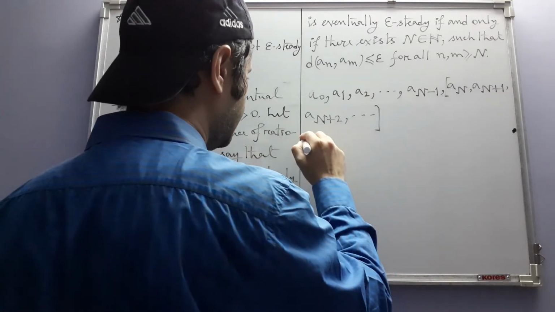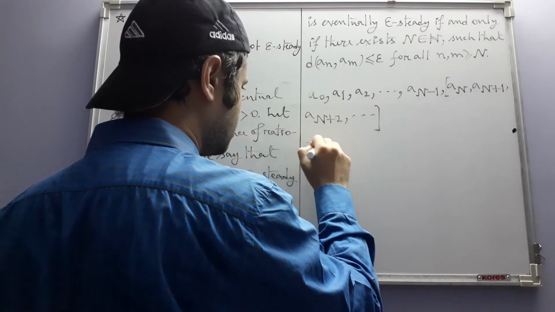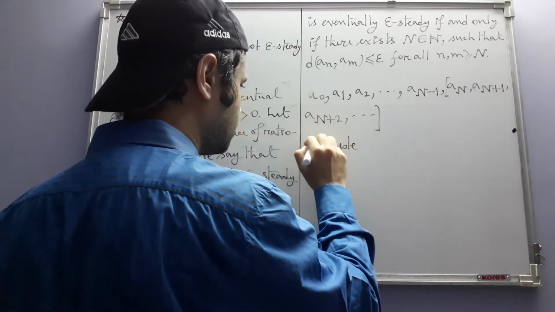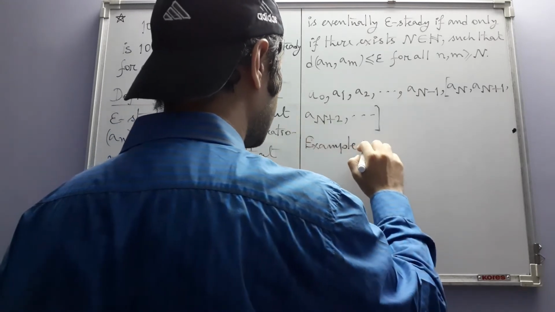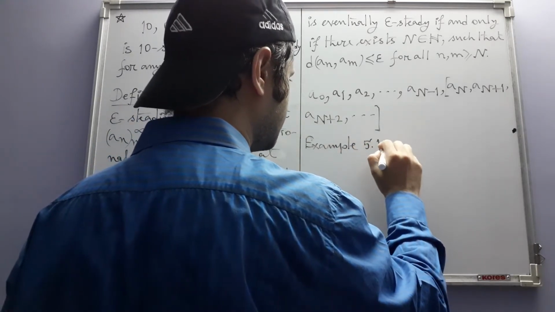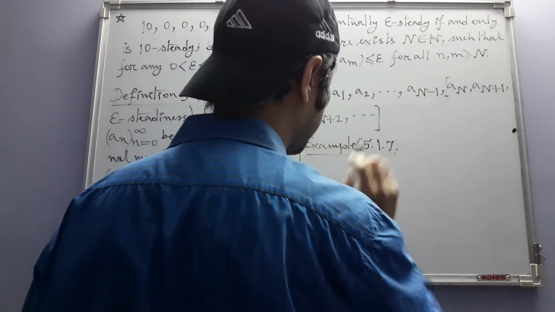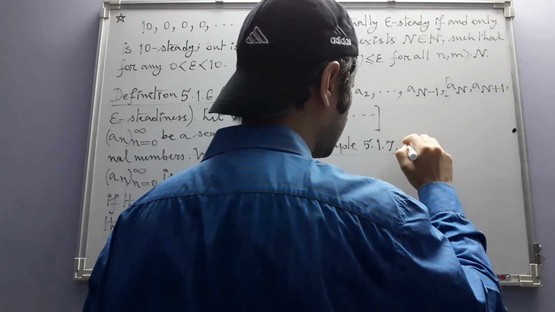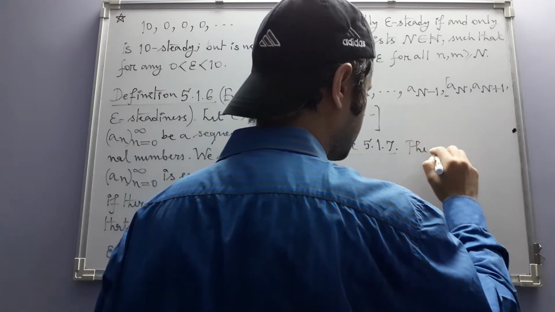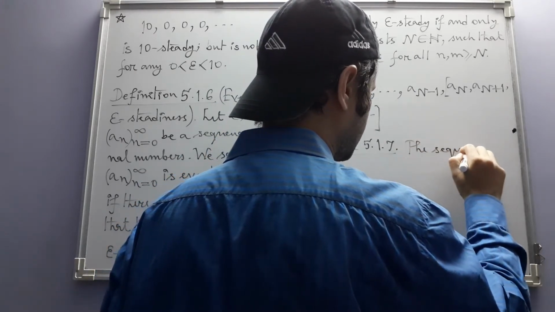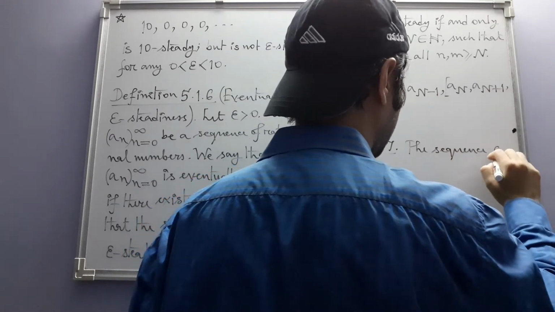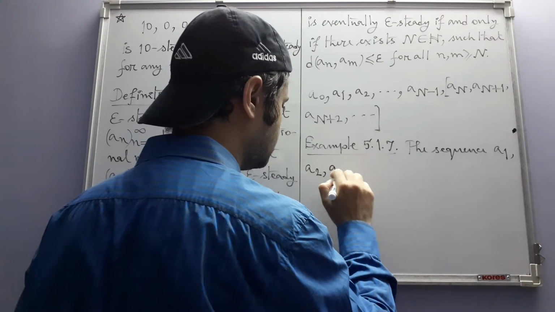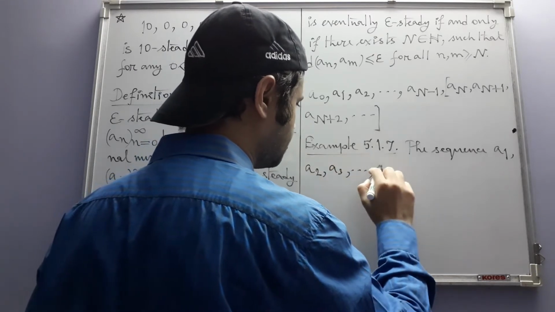Now let us see an example. This will elaborate this notion. This is example 5.1.7. Now here you consider the sequence a_1, a_2, a_3, etc.